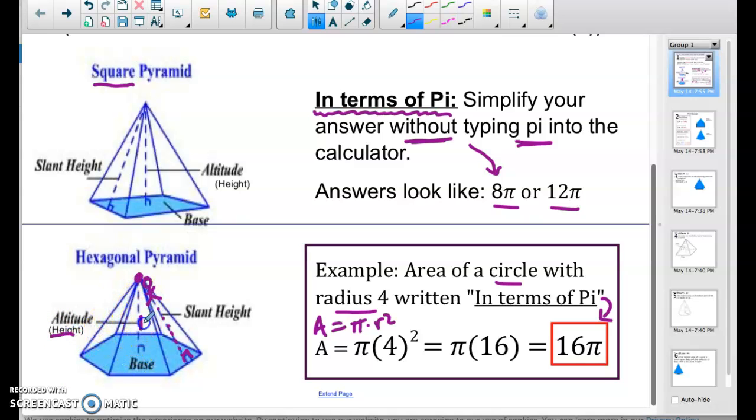We use H to represent the height of the pyramid, and we use a cursive L to represent slant height. So on the face of the pyramid, that line right there is represented with an L in the formulas, and this measurement right here, this is our height, and so that's represented with an H in the formulas.